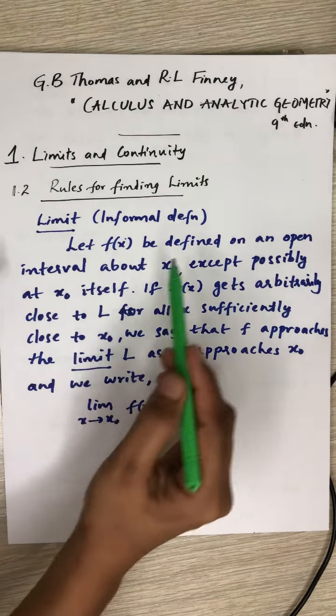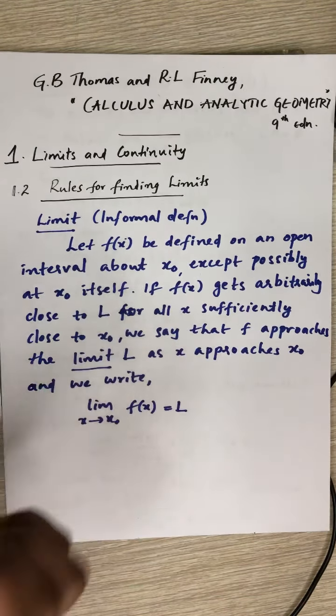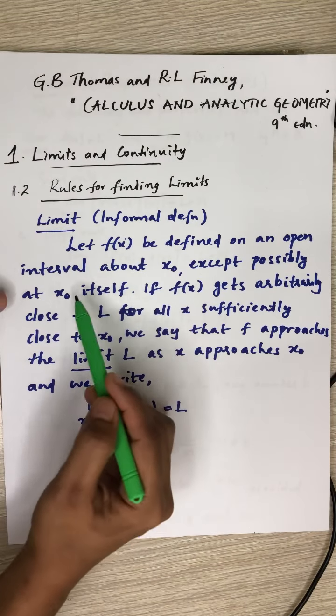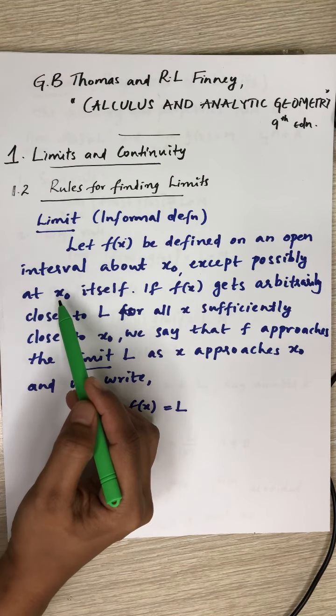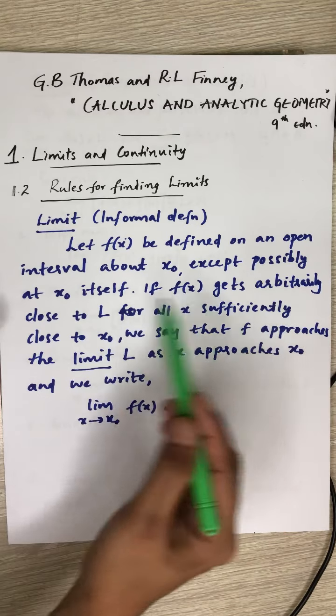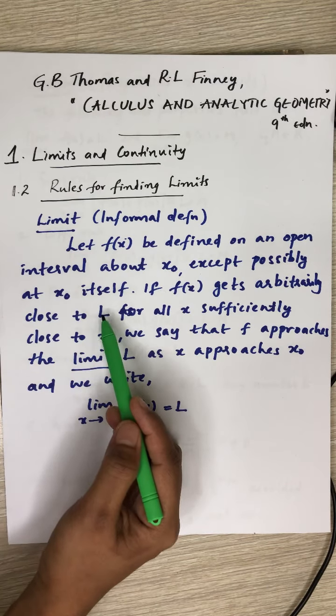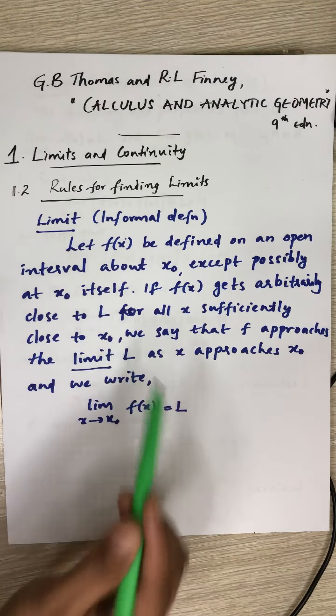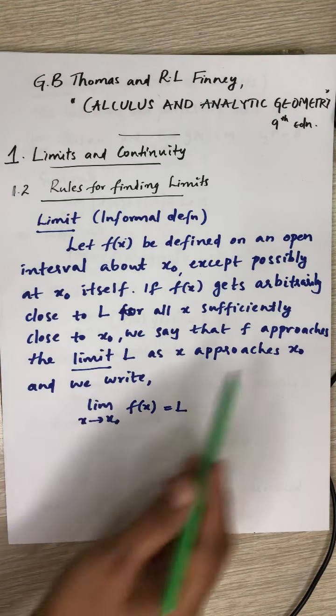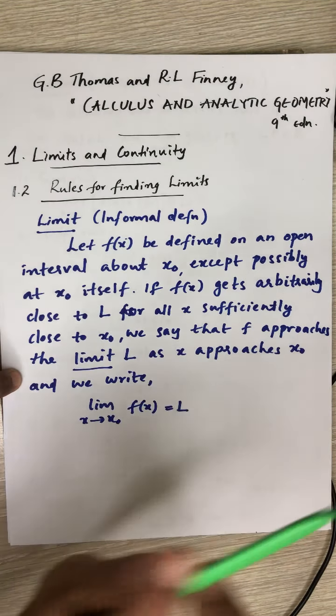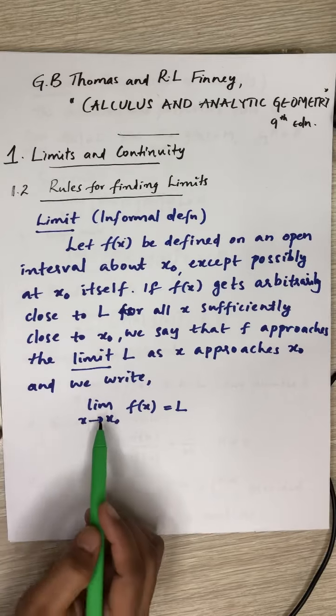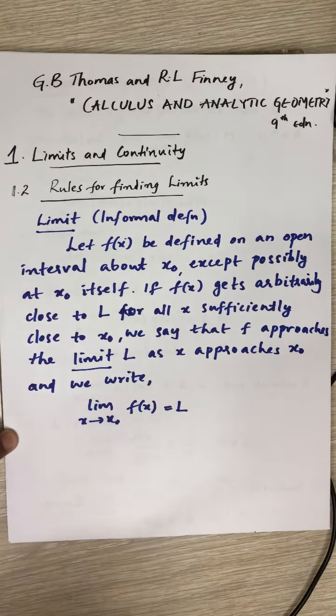That is, f of x is defined on an open interval about x0, and f of x can or cannot be defined at x0 itself. And if f of x gets close to L as x approaches x0, then we say that f of x approaches the limit L as x approaches x0, or we write limit as x tends to x0 of f of x is equal to L.